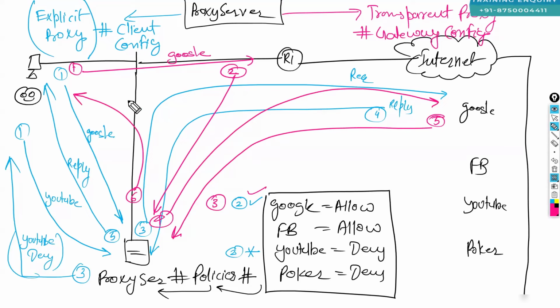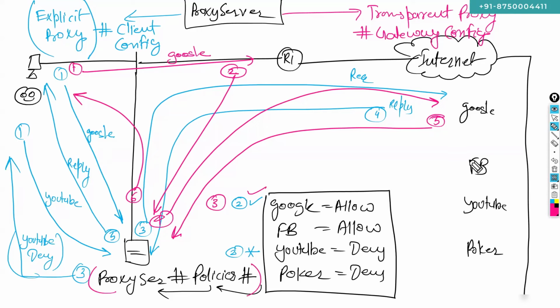So remember it, whether you are using explicit proxy or transparent proxy, ultimately your request will go to the proxy, then it will go out. But the difference is that in explicit proxy, the client directly sends the request to the proxy server, but in transparent proxy, the gateway will send the request to the proxy server. And at the proxy server, we have policies. Whatever policies you have implemented, the proxy server will execute those policies.